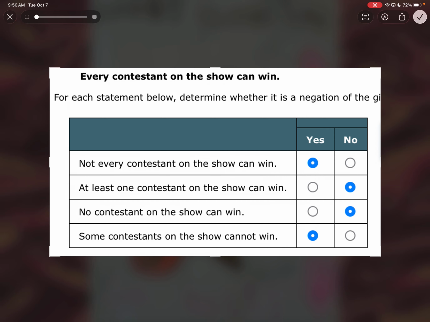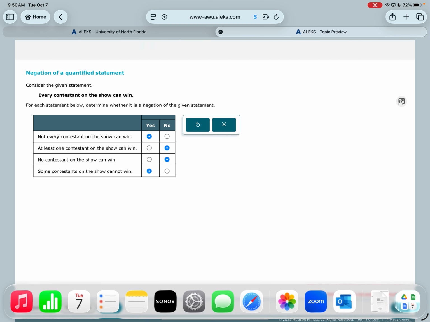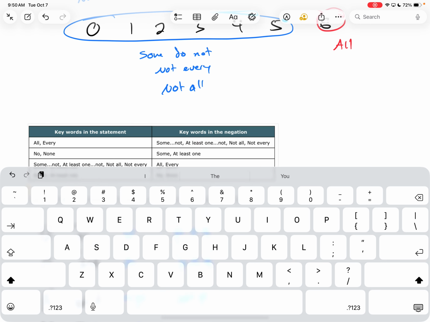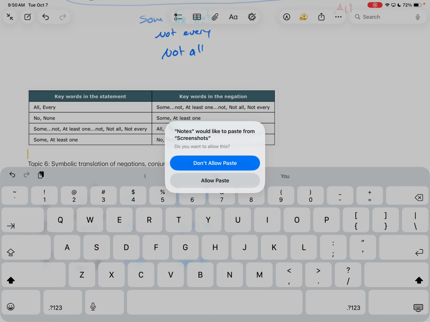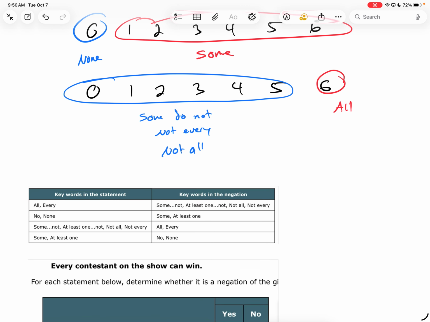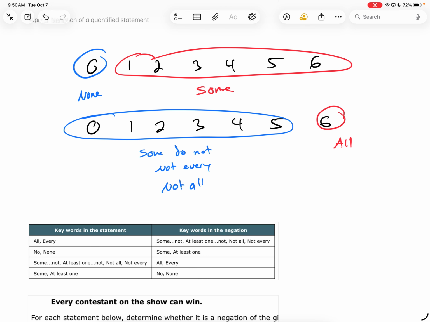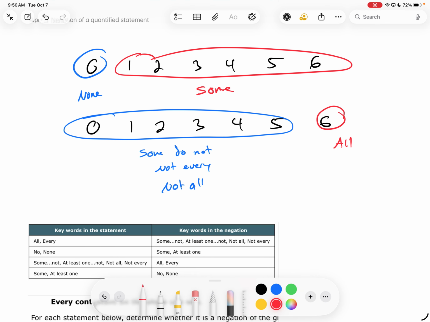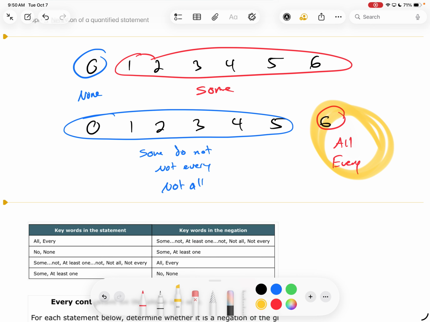At least one contestant on the show could win. That is not a negation because if I go back to right here, we're doing every, so that works here. The only scenario where I have the negation would be one of these. So like see, some actually overlaps with all. Okay, you cannot have the same there, if that makes sense.